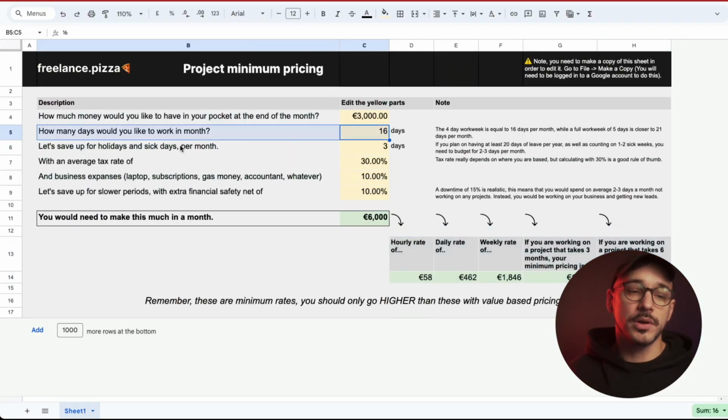Now, the second question is how many days would you like to work in a given month? At this point, I suggest that you go pretty low. These days are only the work days that you spend working with a client. So if you want to go full-time freelance, in this case, our social media manager example persona wants to go full-time freelance, we'll say we want to spend 16 days working on meaningful projects.